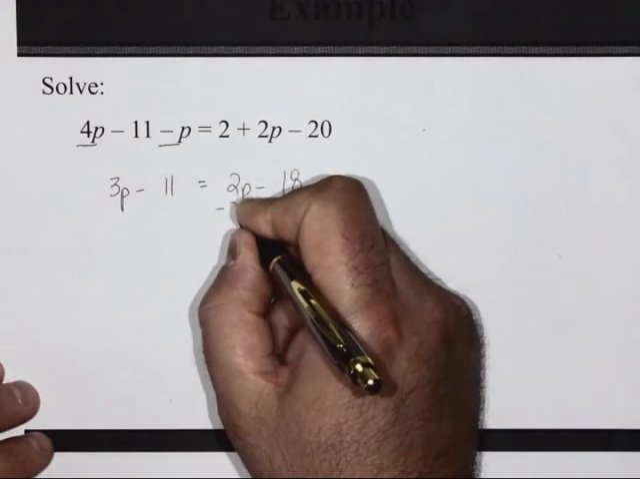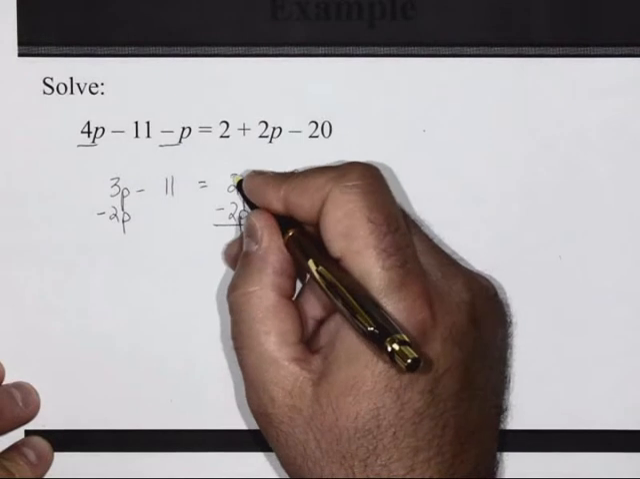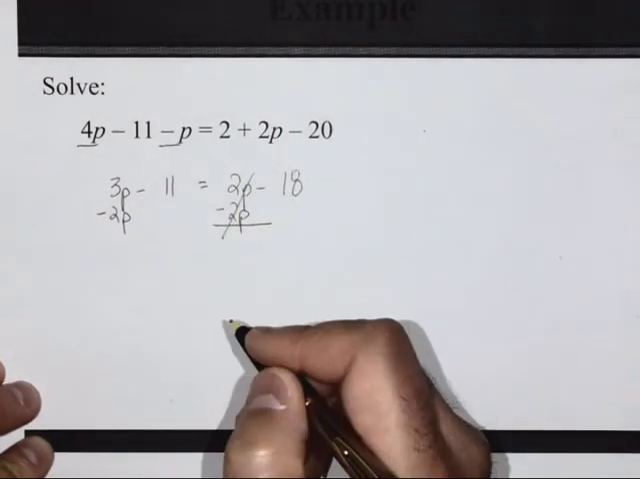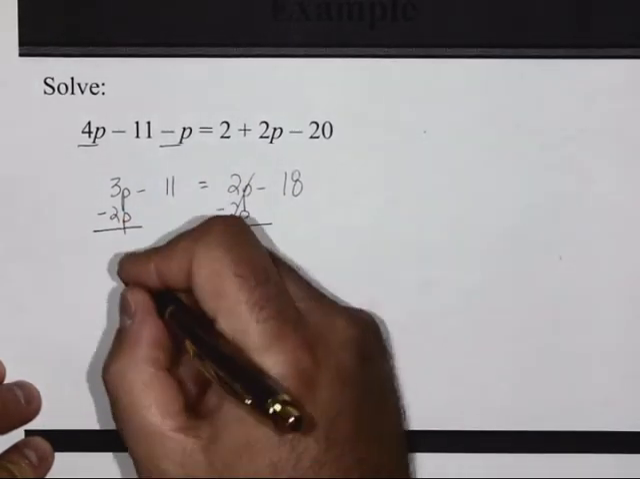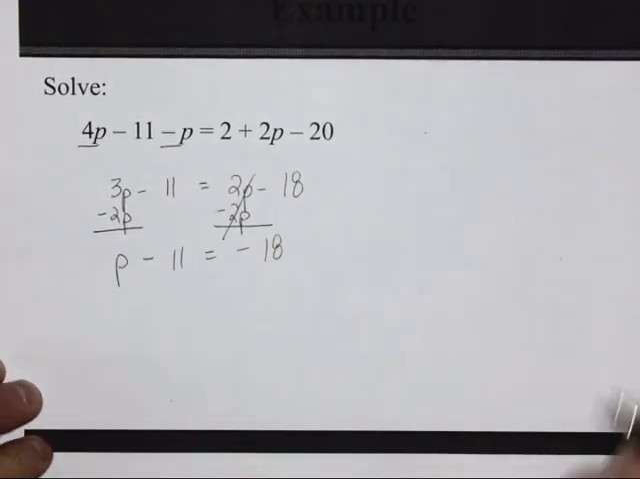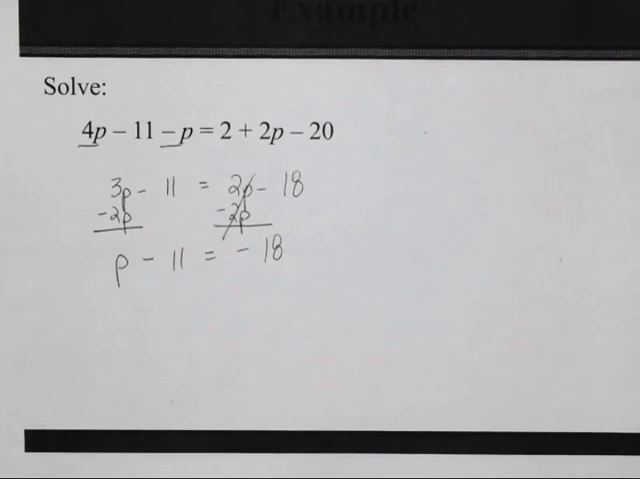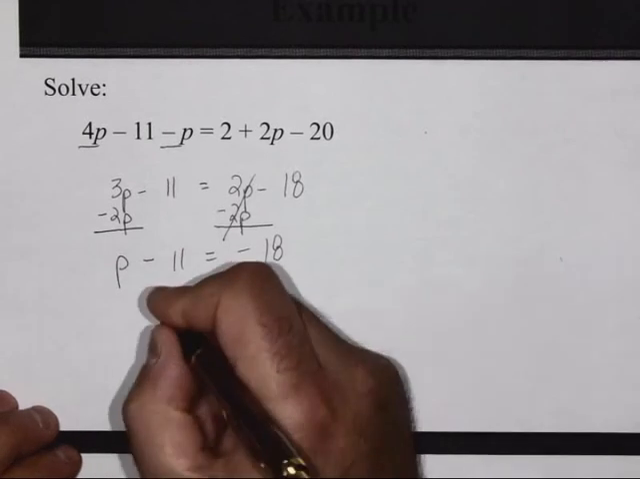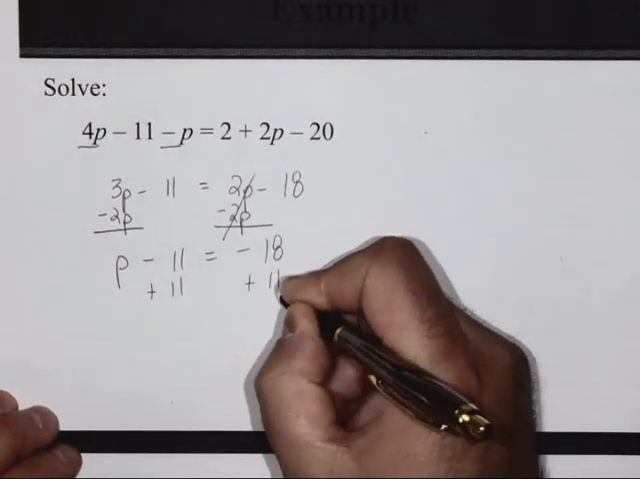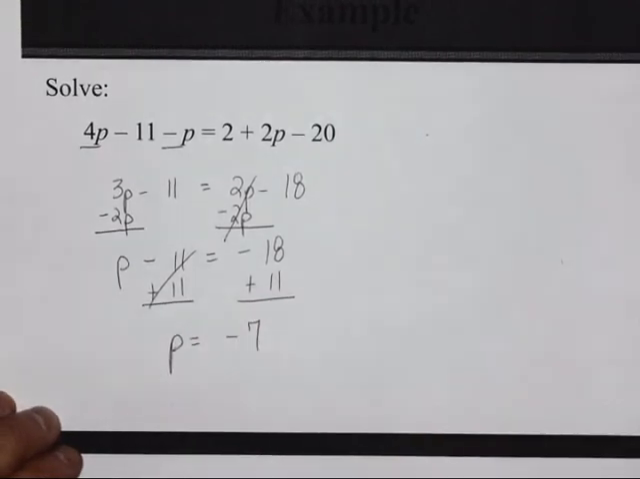So if we subtract 2p from both sides, since this is a positive 2p, that's the inverse, that cancels. Do it to the other side to stay balanced. That gives me the positive 1p that I'm looking for. Okay. And then once I take that first step, it kind of dictates what the next step's going to be, right? So the next step in this case is to get rid of the minus 11. Right, so the opposite of that is plus 11. So I get p equals negative 7.